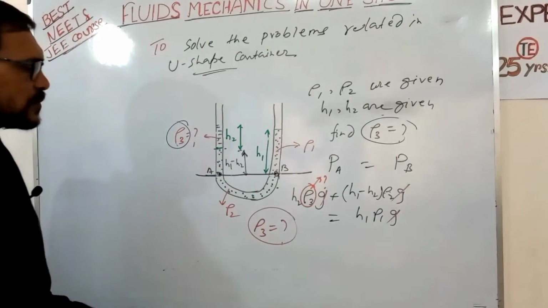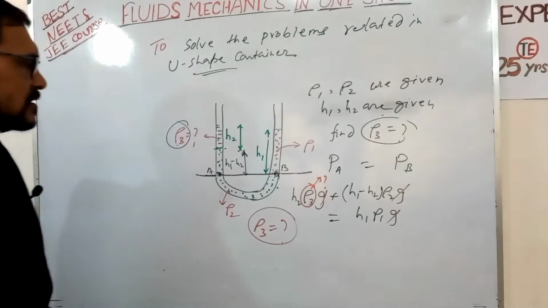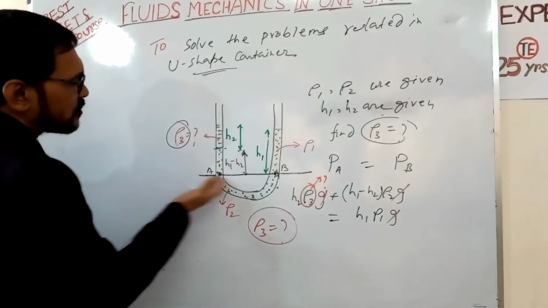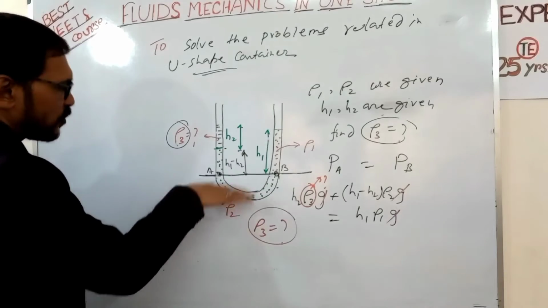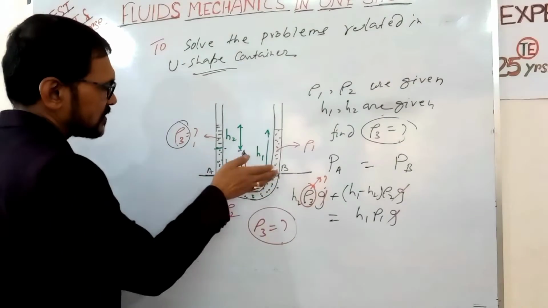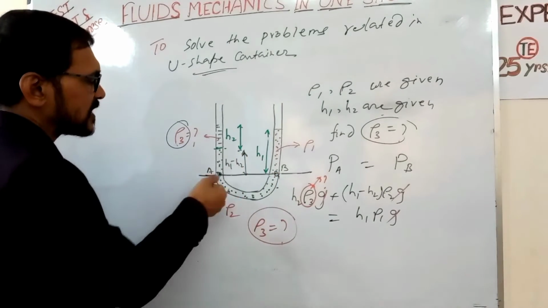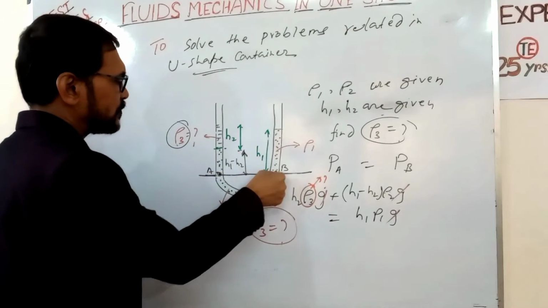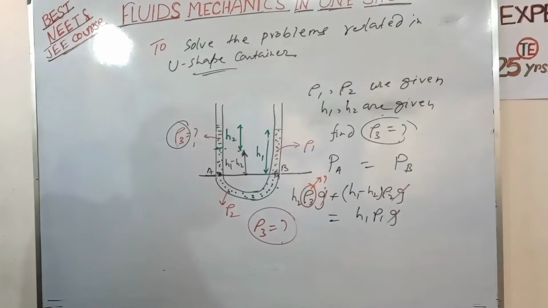So we use the principle that along the same horizontal line pressure is equal. Now, which line do we select? We select the line below which there is the same liquid. So pressure at any two points along the same horizontal level are equal.